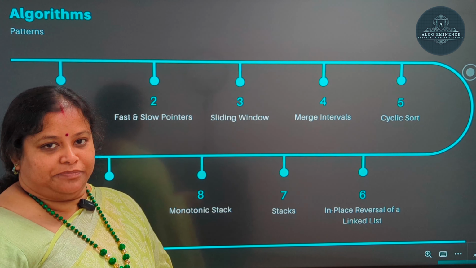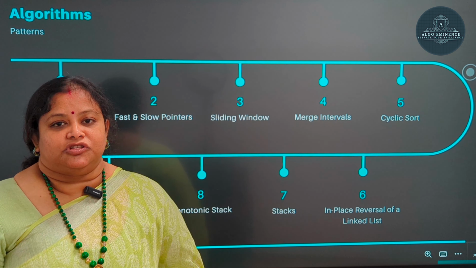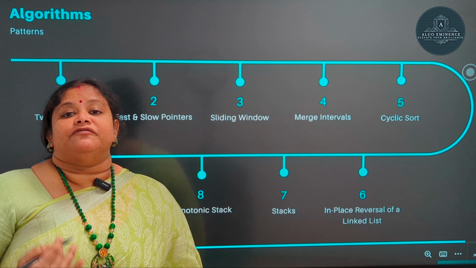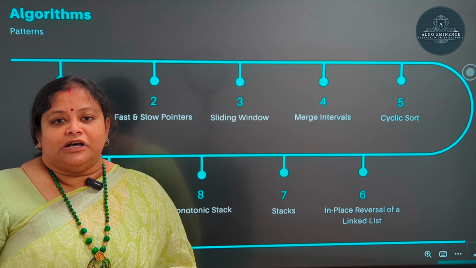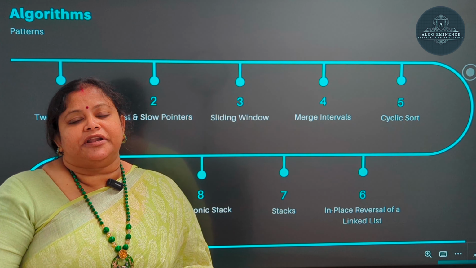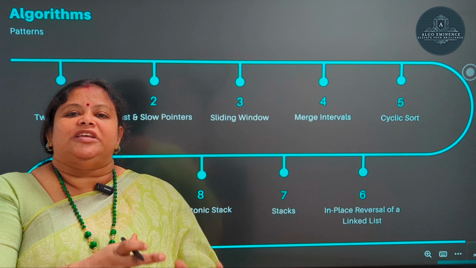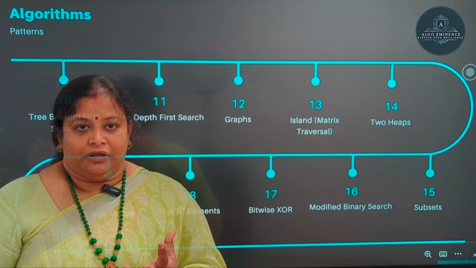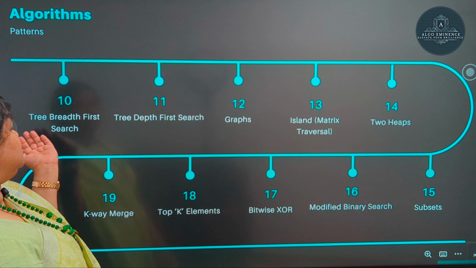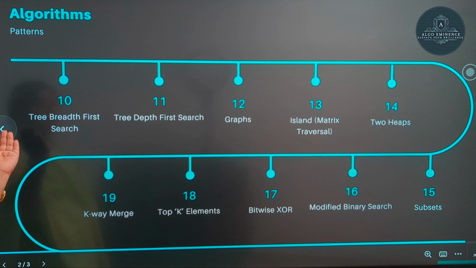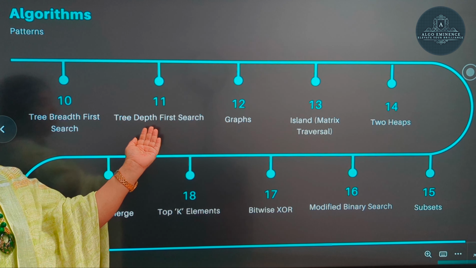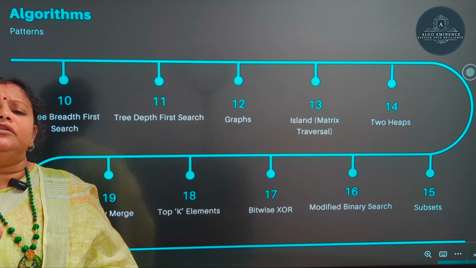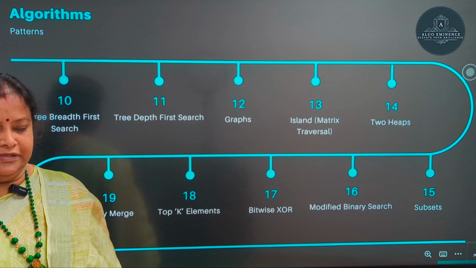Next we see hash maps. A hash map is a data structure where the data is stored in key-value format. It provides a very fast lookup time. Fast lookup time means if you have to retrieve some data, you have to see the placement of the data, and you can go for hash maps. The next two patterns which we can see over here are tree breadth-first search and tree depth-first search. We will be seeing BFS and DFS on trees, and we will be solving maximum questions in this.